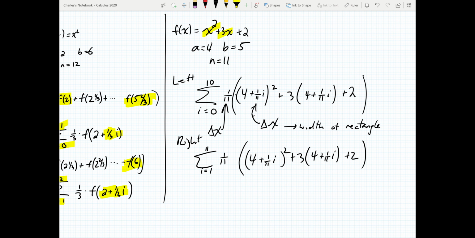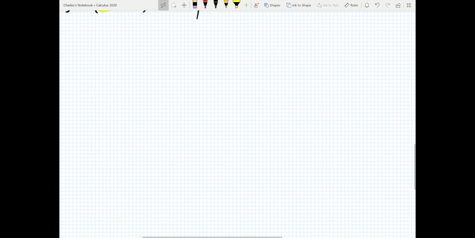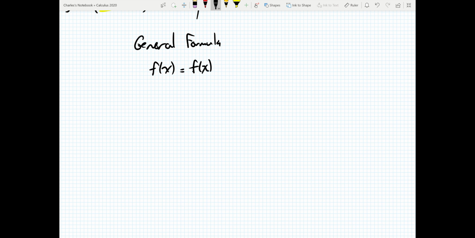Okay, so let's go even a little bit more abstract, and let's say that I want to know the general formula for f of x equals f of x, a equals a, b equals b, and n equals n. What's my left and what's my right going to look like?